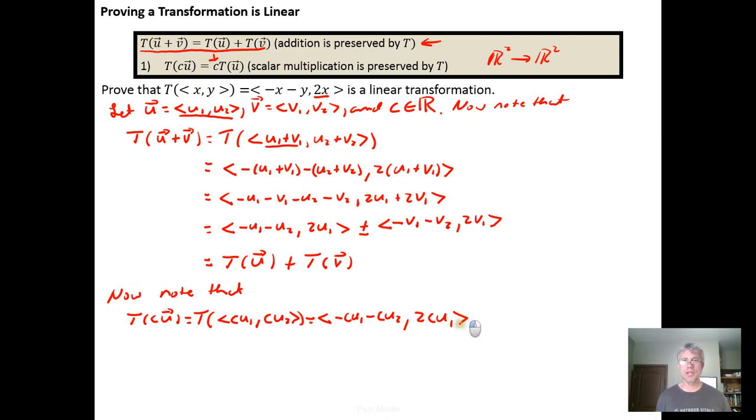So there's our transformed vector. And notice that we can factor the c out of this. The c, which is just a scalar, can be factored out, which would leave us minus u sub 1 minus u sub 2, comma, twice u sub 1, which is actually just c applied to the transformed u. So we meet criteria 2.